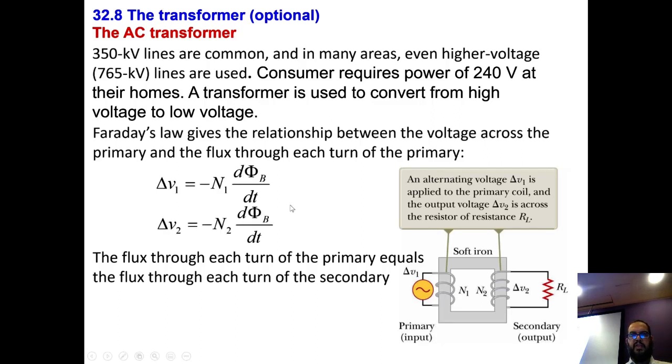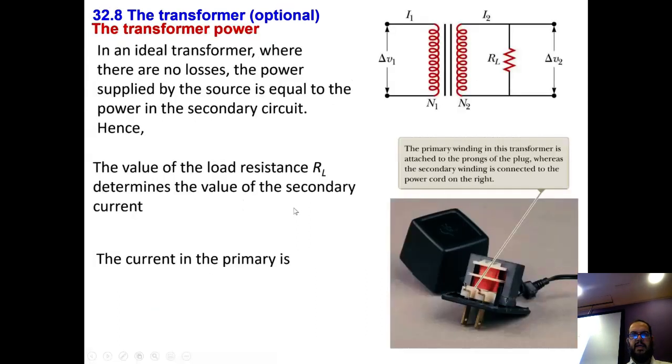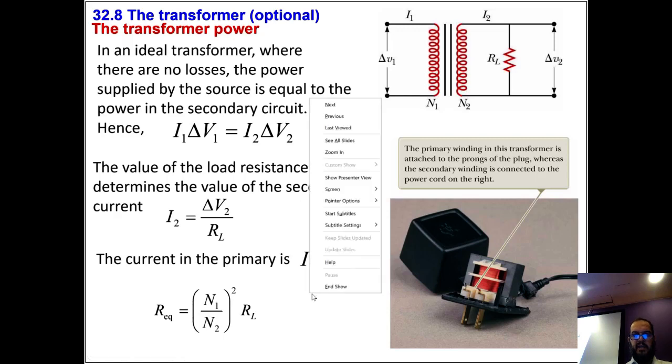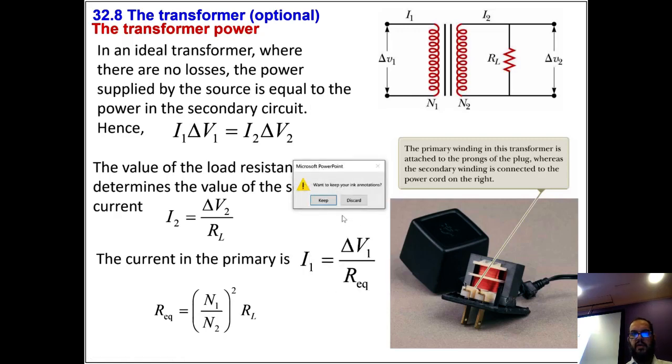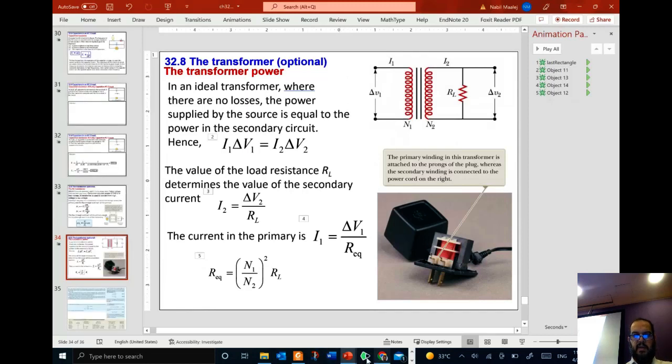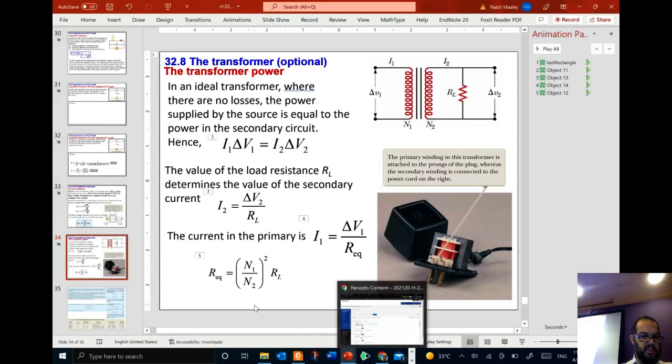I will let you go through this because this is an optional part. This is the principle of a transformer. And I thought this is an important circuit to cover, but I want to solve a couple of problems before you go for registration. And I promise I will finish.